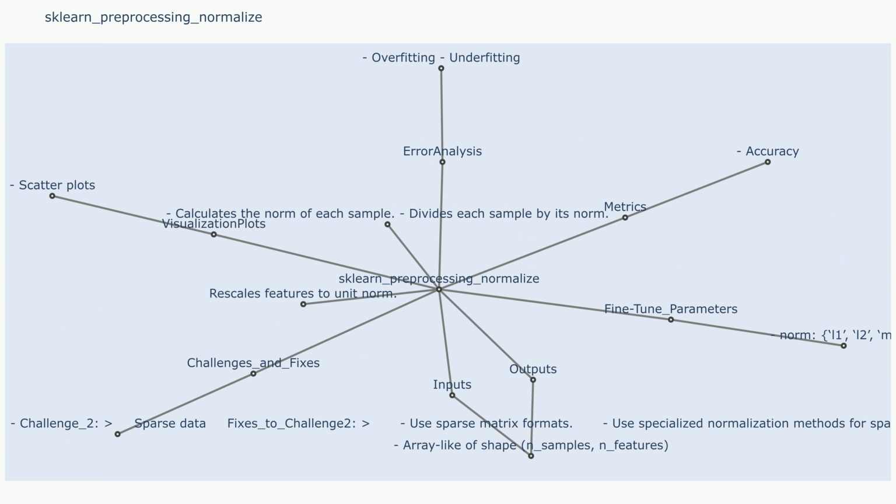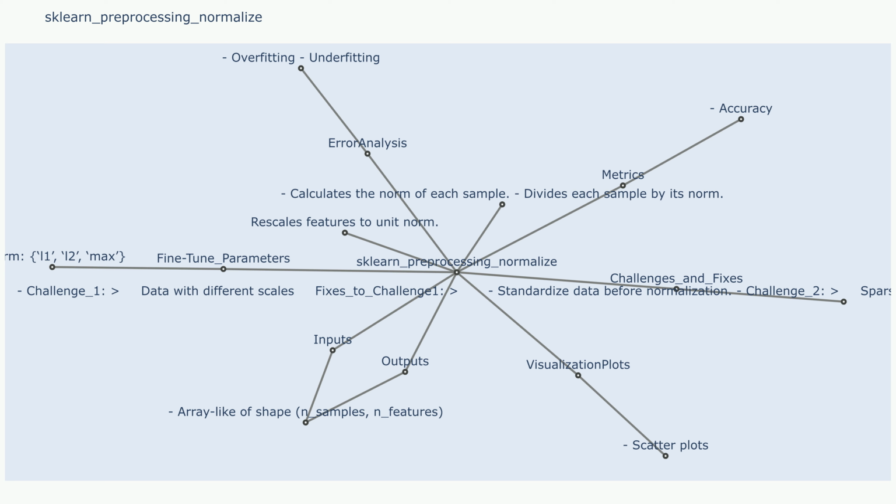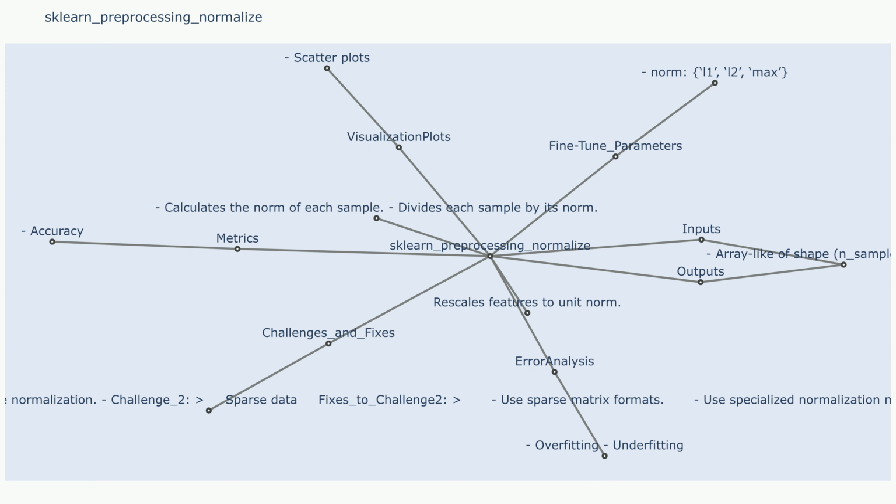Fine-tune parameters. Norm: the type of norm to use for normalization, e.g., L1 or L2. Adjust based on the desired behavior. Axis: the axis along which to perform normalization. Change to 1 if you need to normalize features independently. Copy: set to false if you want to perform in-place normalization to save memory. Uncertainty methods: none. Normalization is a deterministic process and doesn't involve uncertainty.